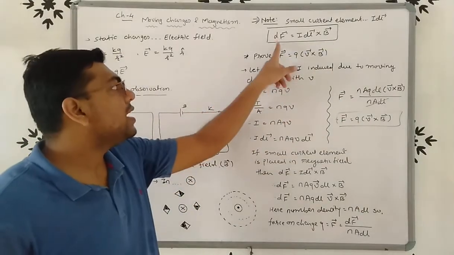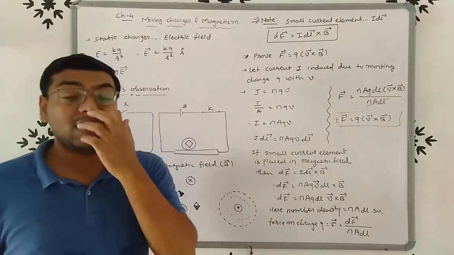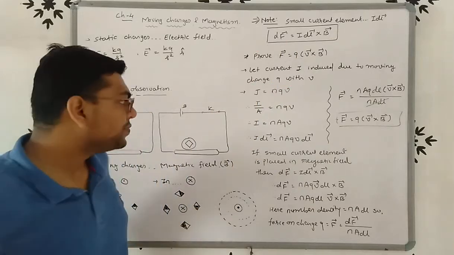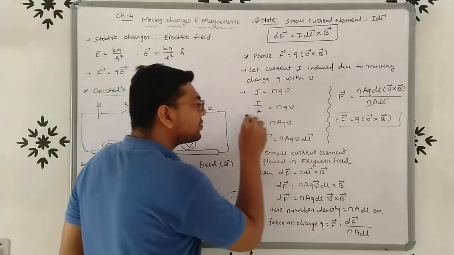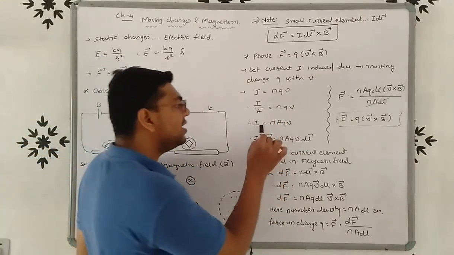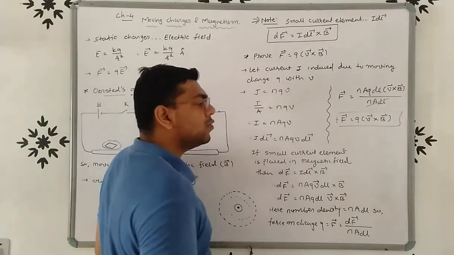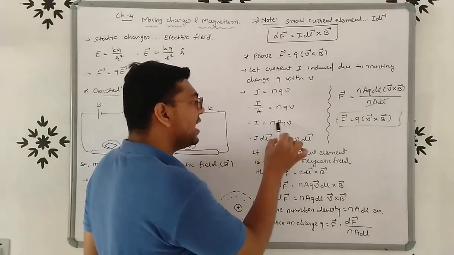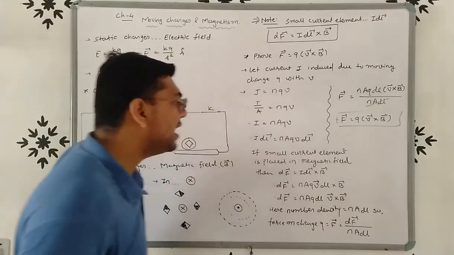So we know the formula of force with a small current element IDL. Here current will be there, so we have to write the current element IDL. We multiply by DL on both sides, so IDL is equal to NAQV into DL.